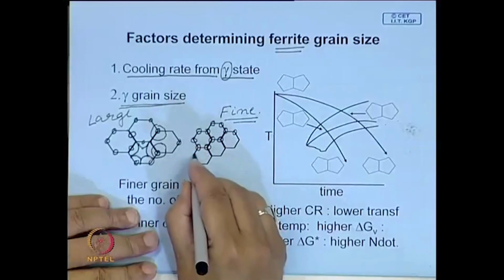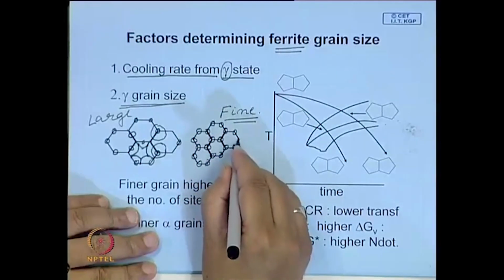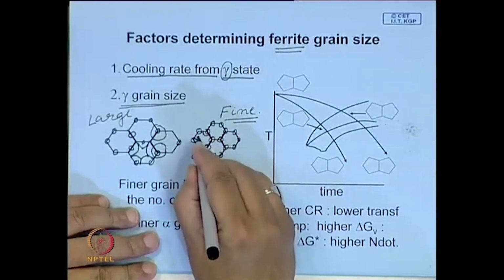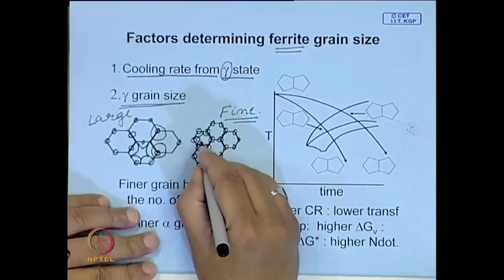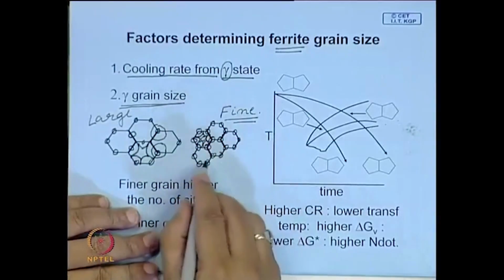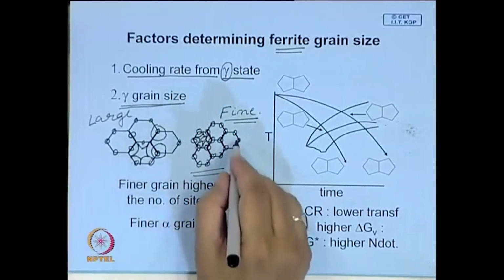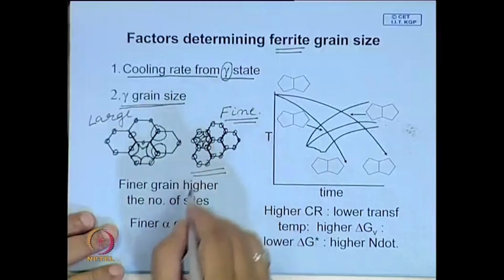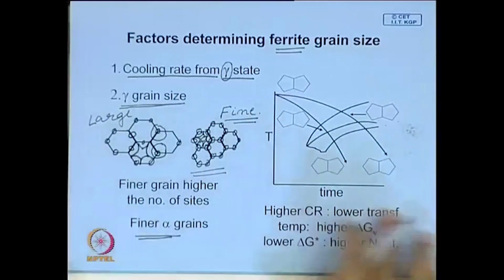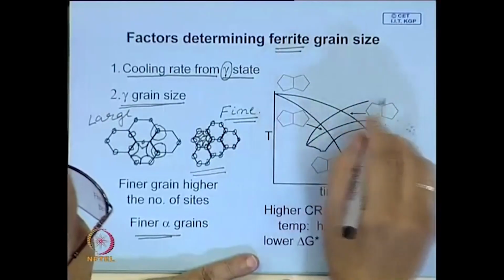Even if you assume all these grains which have nucleated grow at the same rate, in between you may also have some nucleation possible. So, in this particular case, since you have more nuclei, when they grow and ultimately impinge, the grain size here is likely to be finer. So, if the initial austenite grain size is fine, the final ferrite grain size is expected to be finer.